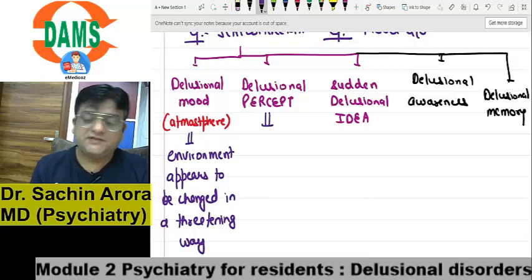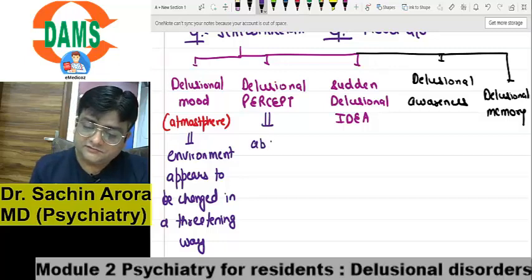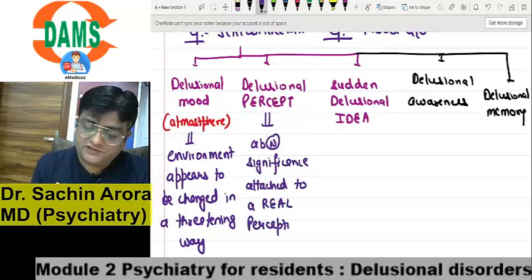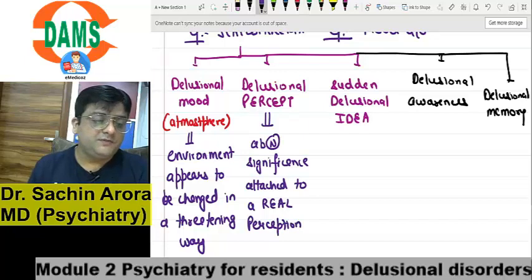Then delusional perception, I think I spoke about it in your first rank symptoms of schizophrenia. It is abnormal significance attached to a real perception, or you can say giving a false meaning to a normal perception.